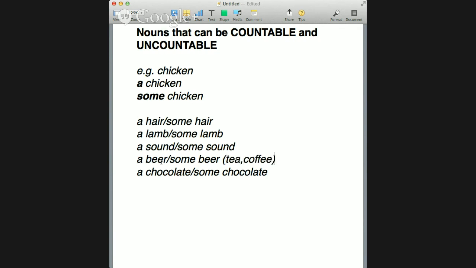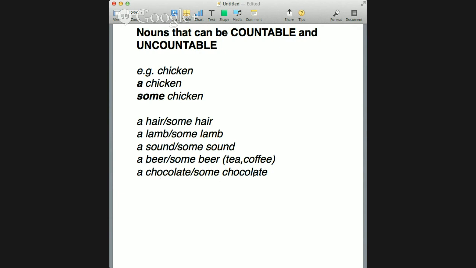If you say a beer, a tea, a coffee, what you mean is one particular drink or a cup of that. Or a beer bottle. Many beers. Some beer is just exactly the liquid form. So tea, coffee. You can even say a water. If you hear somebody say, "Can I have a water?" what they mean really is a glass of water.